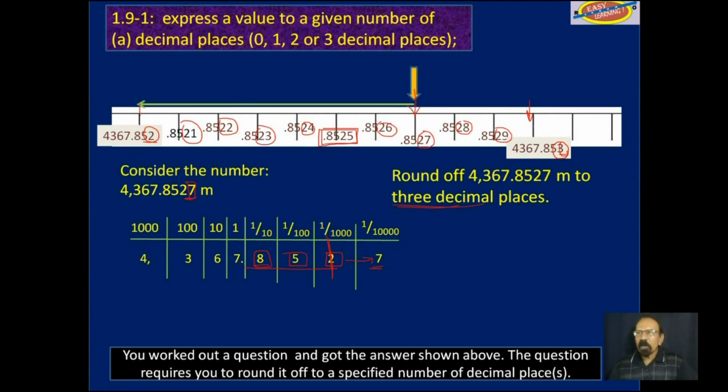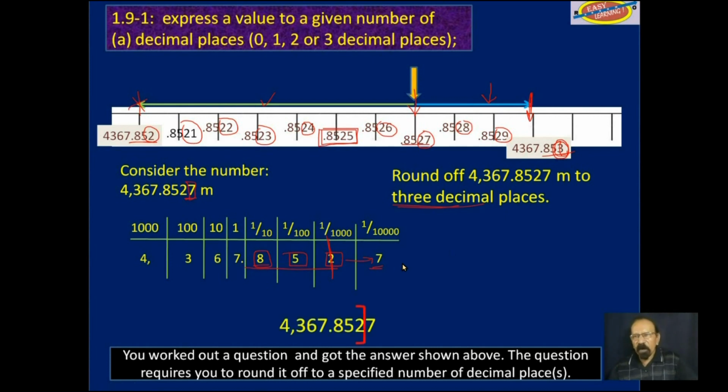So now, from this starting point, 0.852, we have that green line, and to this next number in the series, we have this blue line. Which of these lines is shorter? In other words, this 0.857, is it closer to 0.852 or 0.853? Because this blue line is shorter, it is closer to 0.853.